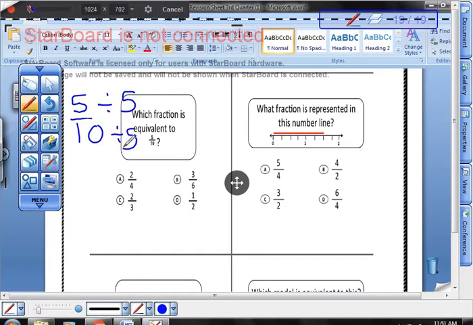So 5 divided by 5 equals 1. 10 divided by 5 equals 2. So the answer will be D, 1 out of 2.